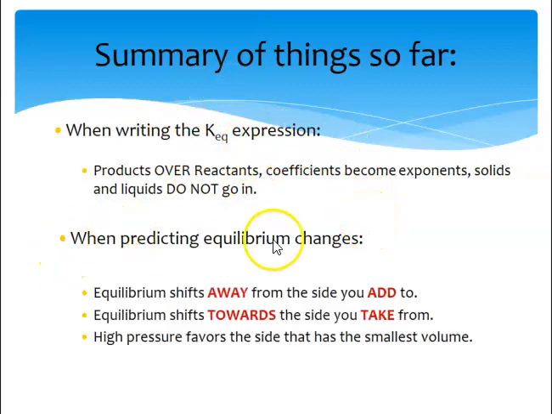When you're predicting equilibrium changes, just remember equilibrium shifts away from the side you add to, shifts towards the side you take from, and high pressure favors the side that has the smallest volume. So look at moles of gas to figure out which side is bigger.